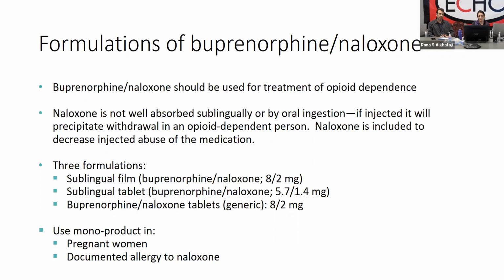If they have a documented allergy to naloxone, this rarely occurs, but when it does occur, that would be another reason to avoid it. And sometimes people think it's an allergy when they felt bad trying Suboxone before, and if you dig into that a little bit more, it's more that they had some precipitated withdrawal. If you can sort that out, then oftentimes they can try it again under your supervision.